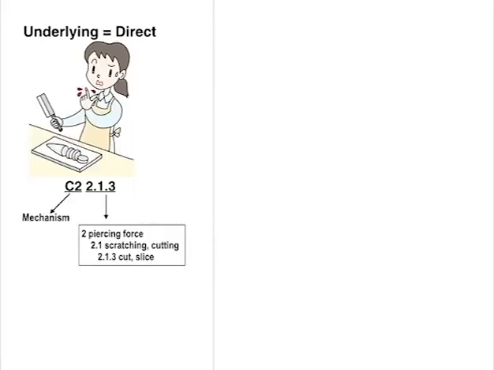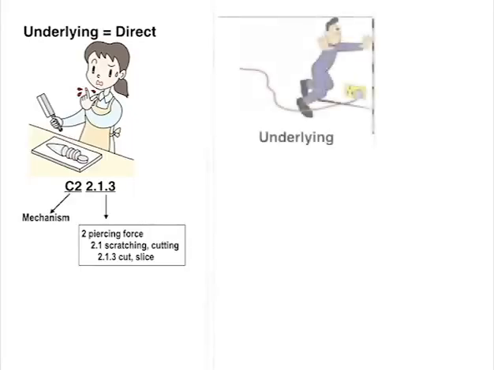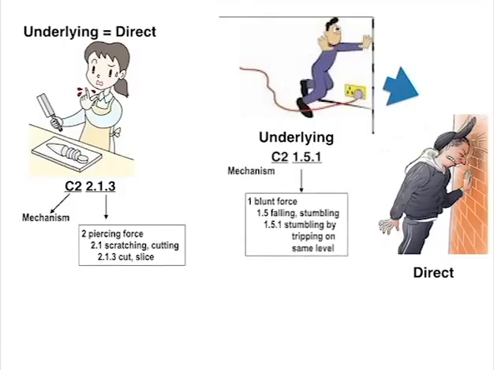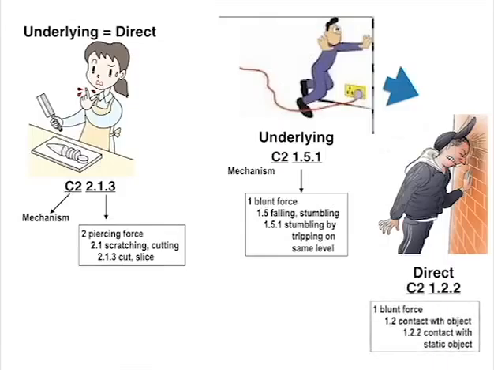Other situations are more complex. For example, if a man trips over an appliance cord and hits his head on a wall, the tripping over the cord is the underlying mechanism, that is the action that starts the injury event, and the contact with the wall is the direct mechanism, which is the action that causes the actual physical harm. Code for underlying mechanism is C2 1.5.1, and code for direct is C2 1.2.2. Code the underlying mechanism first, followed by the direct mechanism.